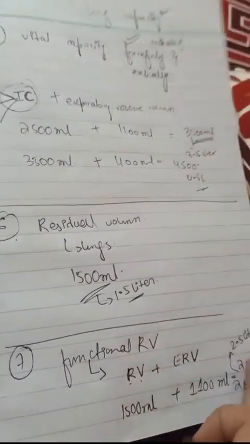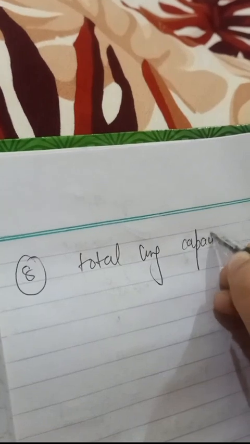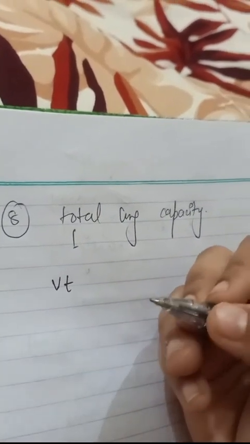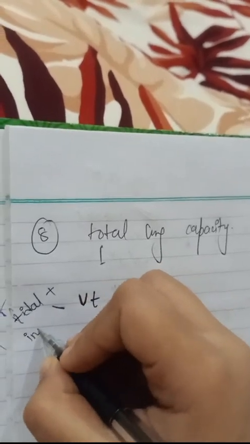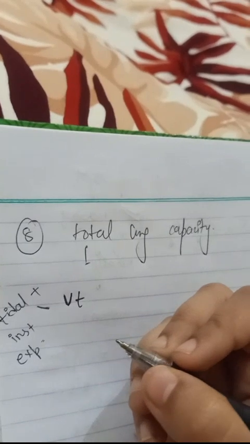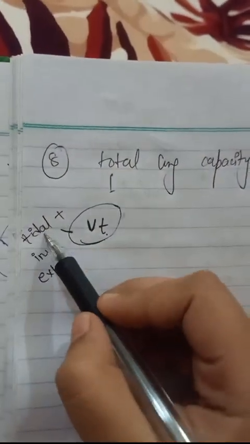Next is the total lung capacity, which means how much air the lungs can hold. That will be equal to VT, vital, which includes the tidal volume, the inspiratory reserve volume and the expiratory reserve volume. It was the combination of the tidal, inspiratory and expiratory volumes.